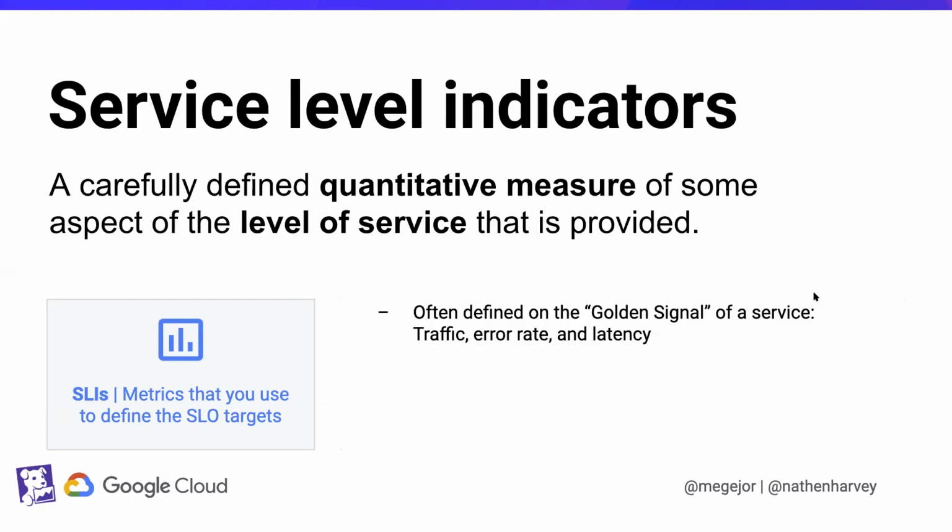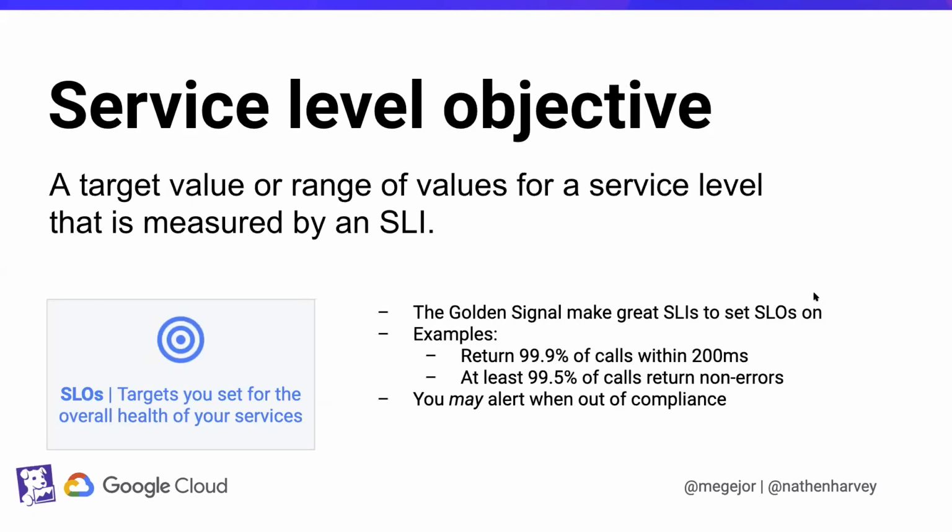It's a quantitative measure of some level of service. It's important that when you think about how to define your SLIs, you think about how our customers experience a service level. How do our customers experience and use our service? So we have this quantitative measure, and an SLI is a metric. We're going to take that metric and use it to inform our SLO. And our SLO, the service level objective, is a target that we're trying to hit. So we want to return 99.9% of calls within 200 milliseconds. 99.5% of all calls should return non-errors.